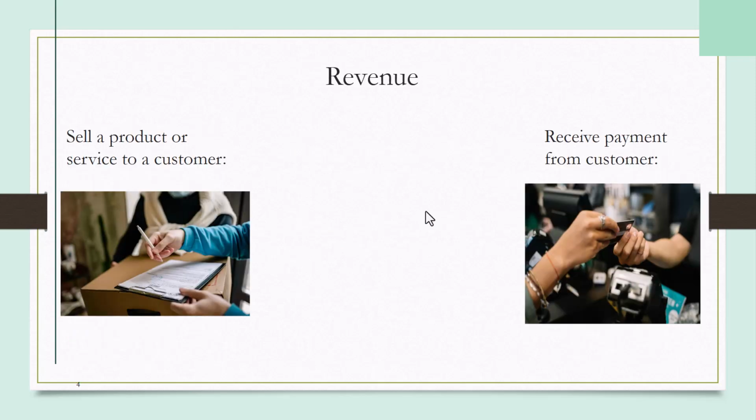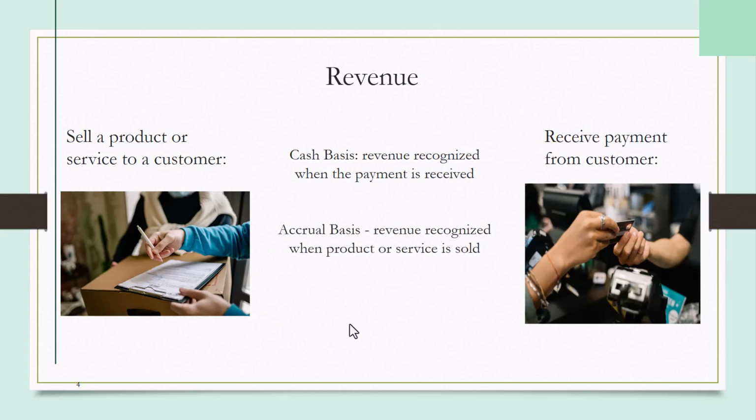Okay, let's look at another example. Over here, they sell a product or service to a customer on the left, and then over here on the right, they receive a payment from the customer. Under cash basis, the revenue is recognized when the payment is received. And under accrual basis, the revenue is recognized when the product or service is sold. So over here on the right, revenue would be recognized under cash basis, and on the left, revenue would be recognized for accrual basis.